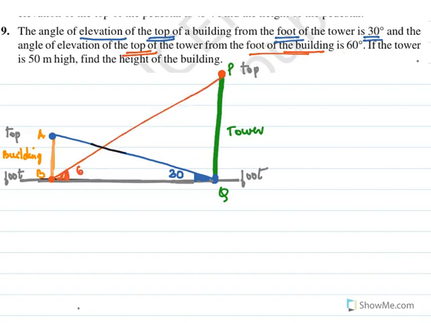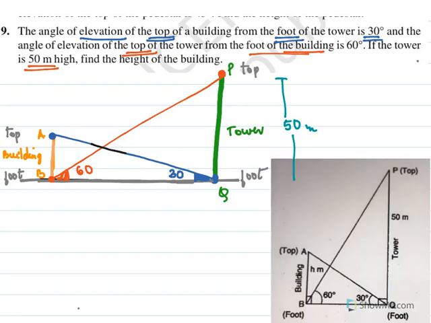So here we just draw this up. So this angle was 60. So this is our figure. And they said the tower is 50 meter high, this tower. And this is our tower. So this is our 50 meter high. So this is the diagram. What is important is to mark the angle of elevations.